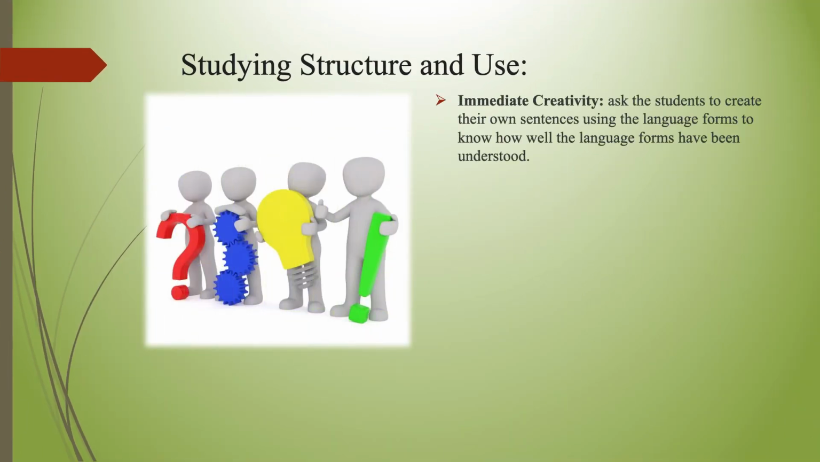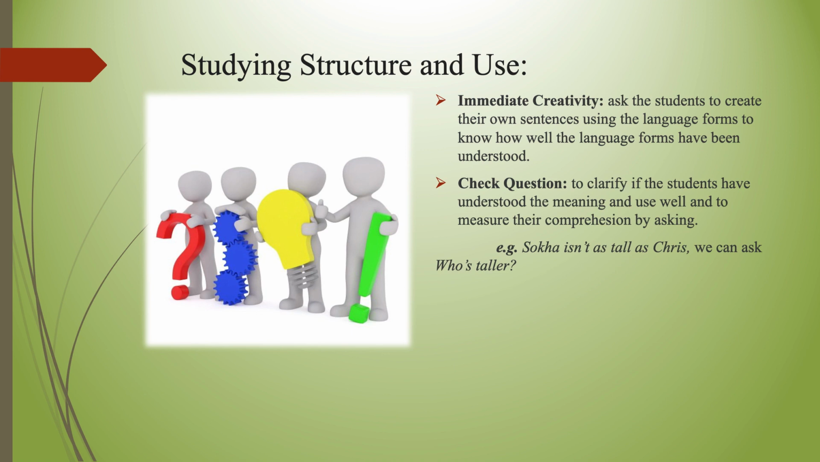The next point, immediate creativity, which means asking the students to create their own sentences using the language forms to know how well the language forms have been understood. So here, students create new sentences from what they have learned from the book. Like I mentioned earlier, they learn about language forms like the present perfect, so they write or produce new sentences using the same rules from the book.